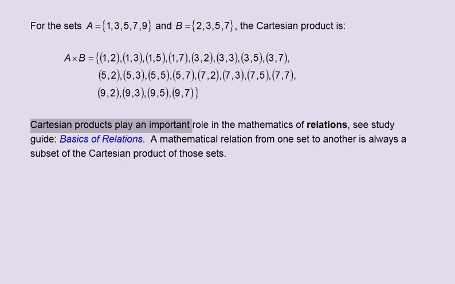Cartesian products play an important role in the mathematics of relations. See Study Guide, Basics of Relations. A mathematical relation from one set to another is always a subset of the Cartesian product of those sets.